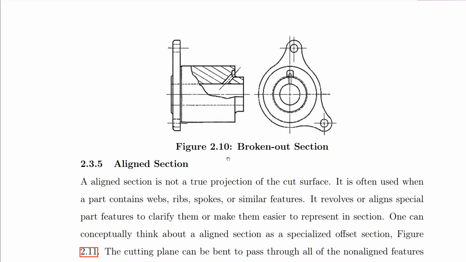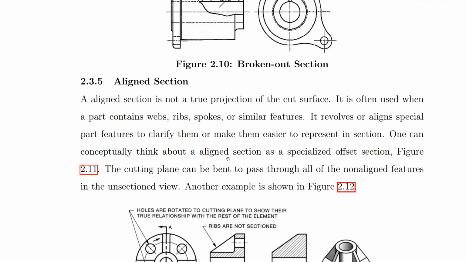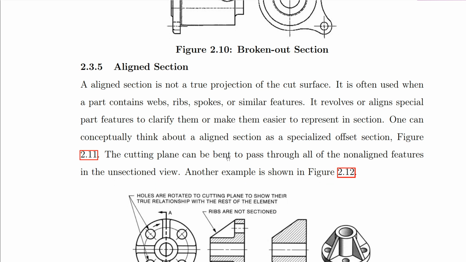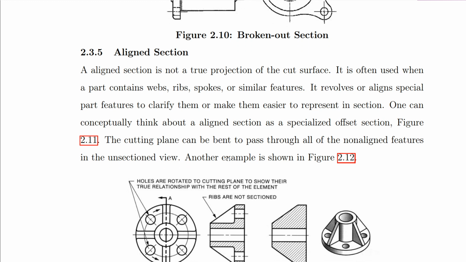We also have aligned section. Aligned section is not a true projection of the cut surface. It is often used when a part contains webs, ribs, spokes, or similar features. It revolves or aligns special part features to clarify them or make them easier to represent in section.